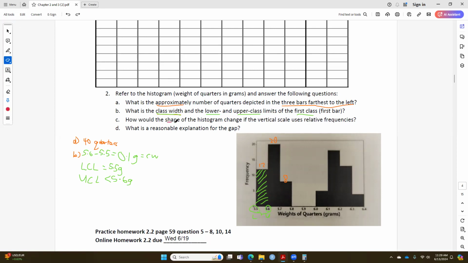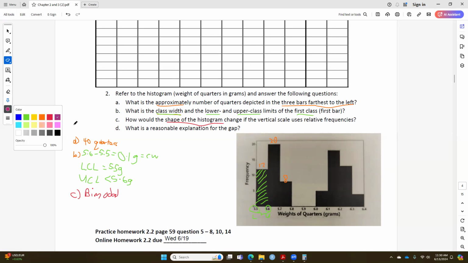Next, they want you to figure out the shape of this histogram. The shape of this histogram in this case will be bimodal. Why this is bimodal is because you have two peaks. Now I know this peak is a little bit shorter than the other one, but it's still considered two peaks. Okay, so two peaks means bimodal in this case.